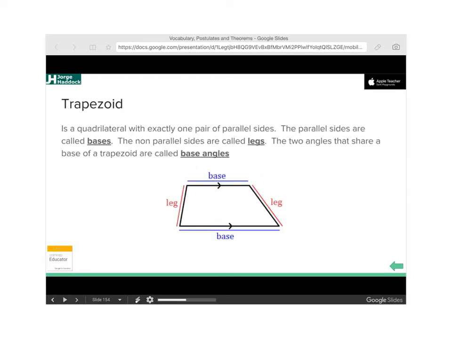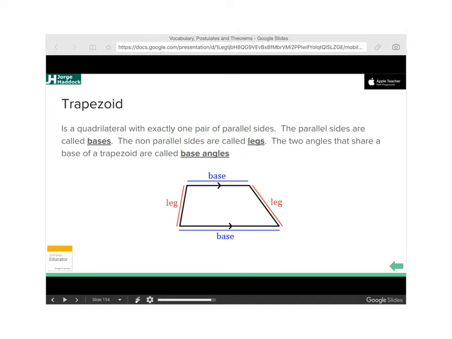Hi, so in this video we're going to be working with trapezoids and kites. Trapezoids and kites are another type of quadrilateral, so we know that it has four sides. A trapezoid is a quadrilateral with exactly one pair of parallel sides.